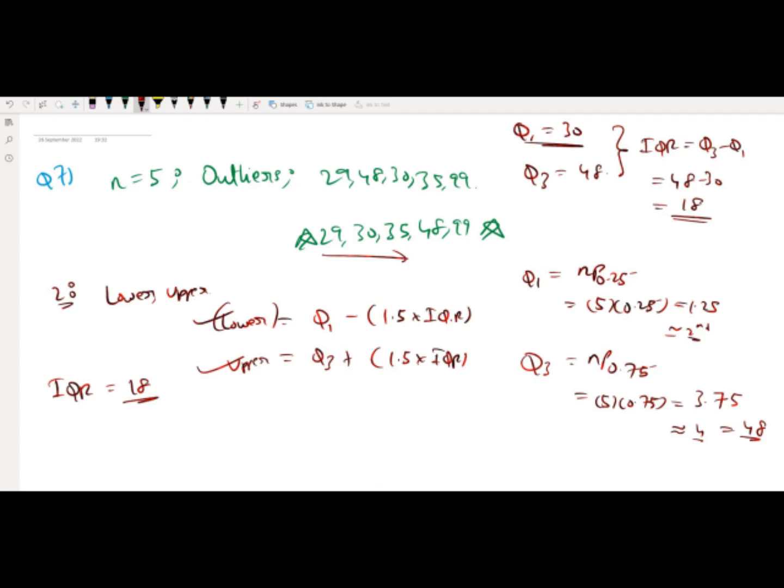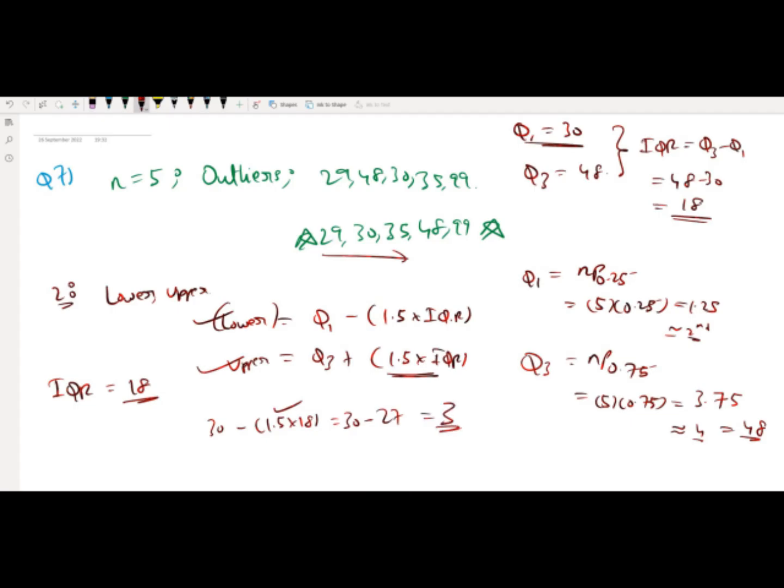Our ranges here are... what do we have as Q1? Q1 is our second term, which is 30. 30 minus 1.5 into IQR, 1.5 into 18. What is 30 minus 1.5? What is 1.5 into 18? We will write that aside, as we need this in the second calculation as well. 1.5 times 18 is 27. So the lower quartile begins from 3.